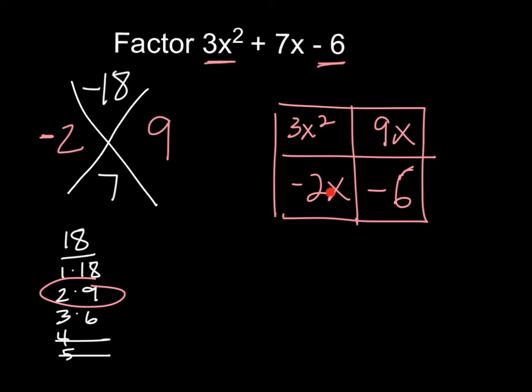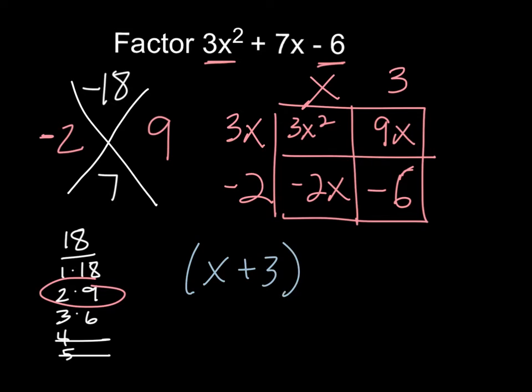So 3x squared and negative 2x, the GCF is x. 9x and negative 6, the GCF is 3. And again, if you need to, you can make the factor trees for these. Right here we get 3x, and then negative 2 and negative 6. The GCF is negative 2. So then let's write the factored form. So x plus 3 times 3x minus 2.